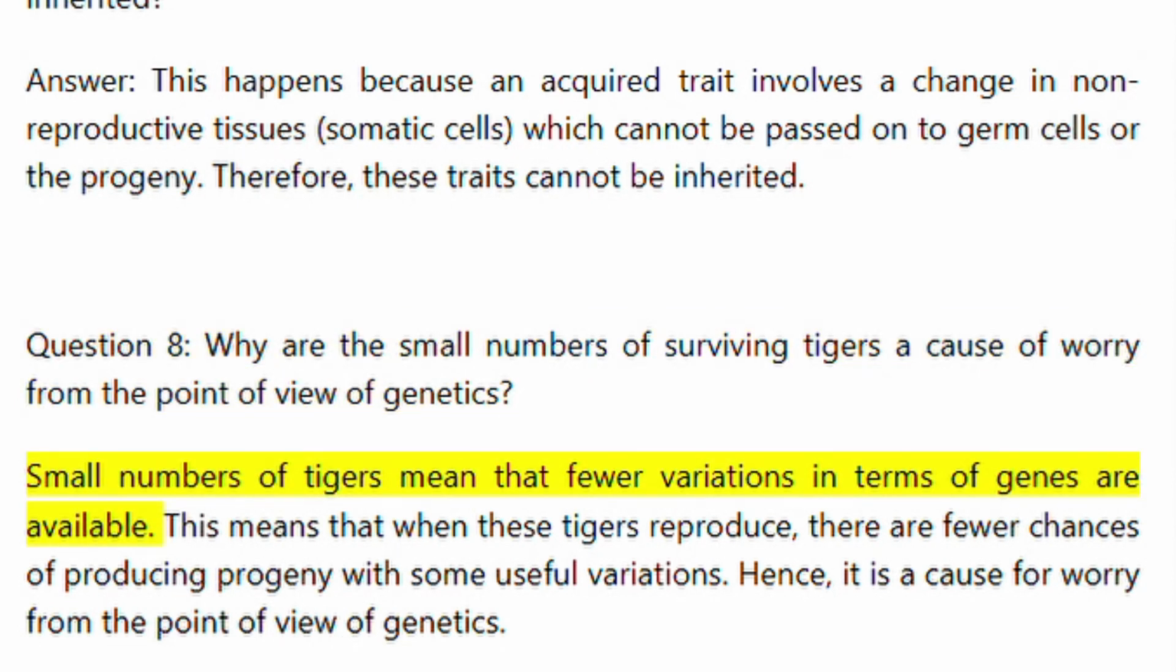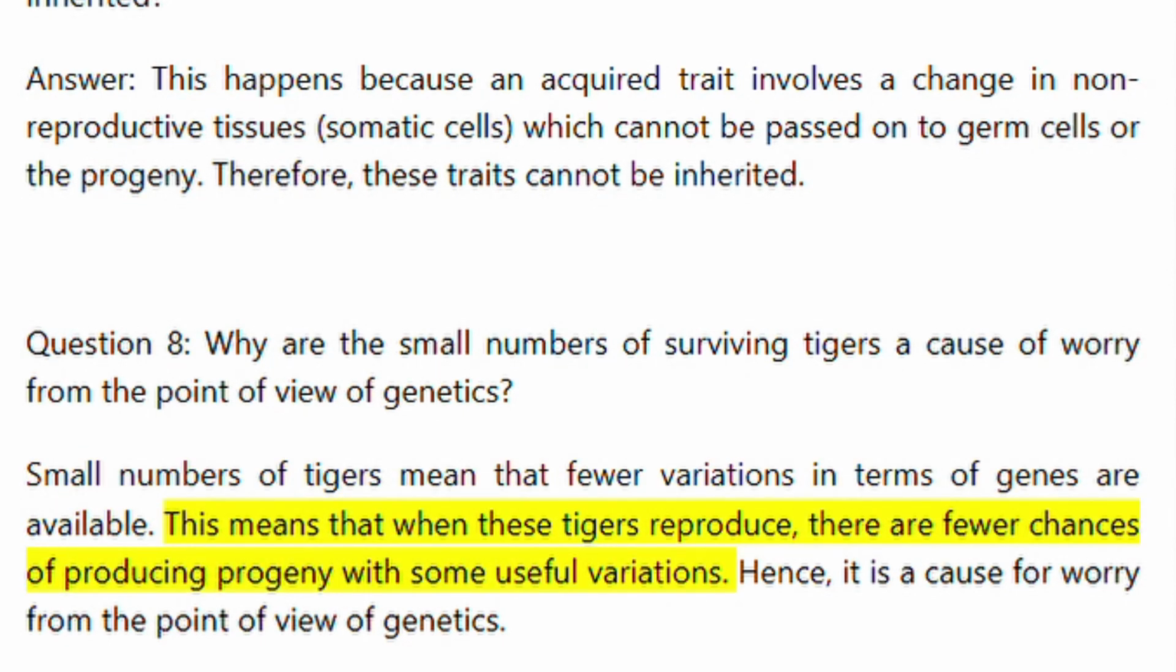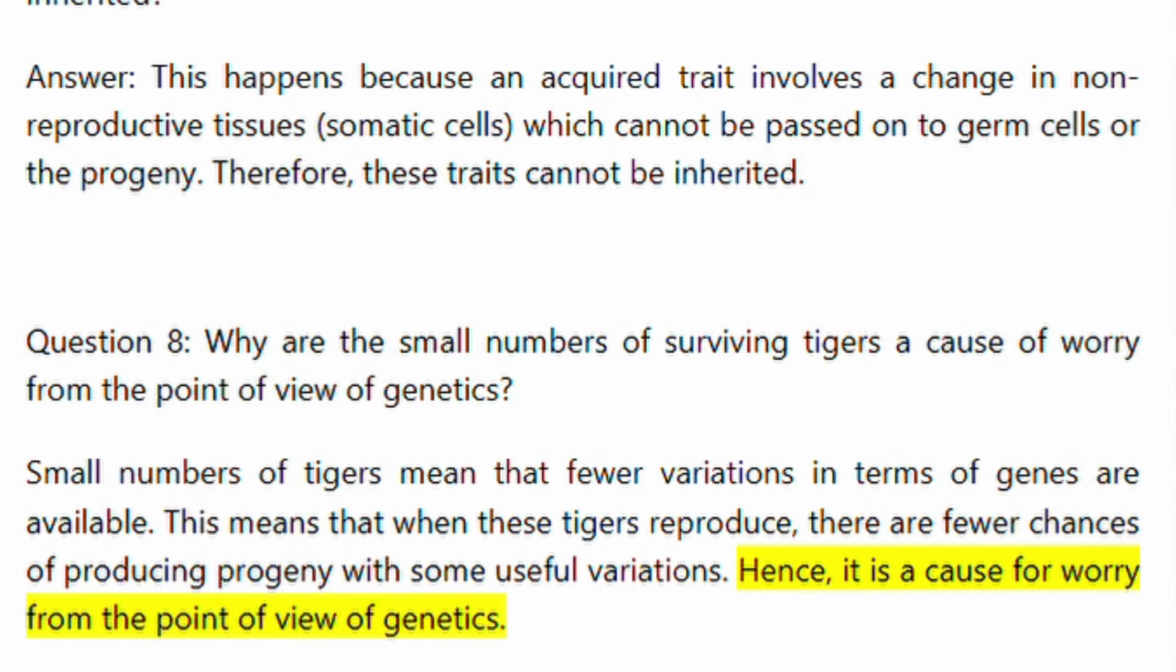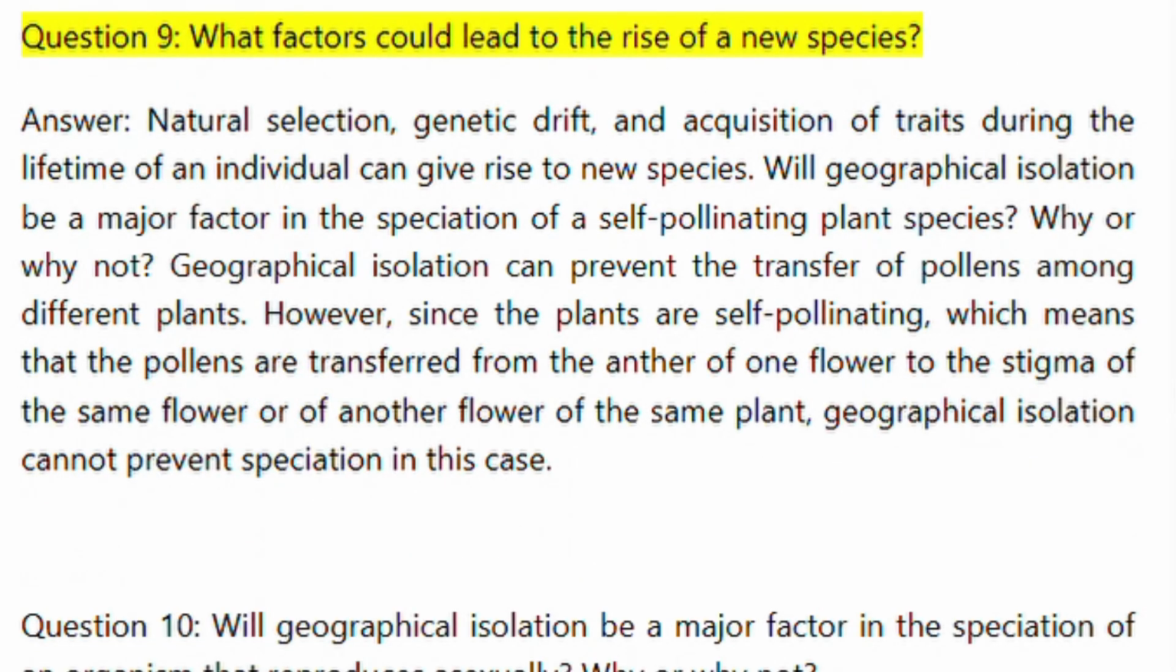Small numbers of tigers mean that fewer variations in terms of genes are available. This means that when these tigers reproduce, there are fewer chances of producing progeny with some useful variations. Hence, it is a cause for worry from the point of view of genetics.